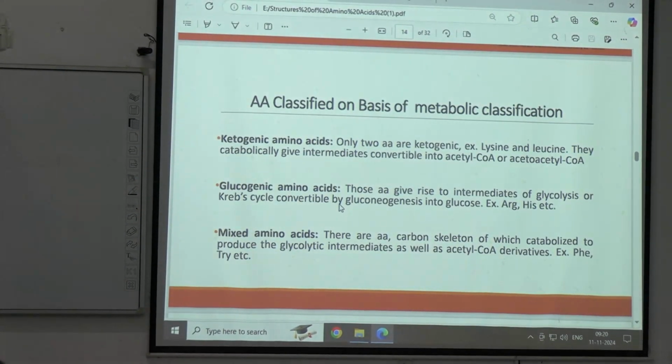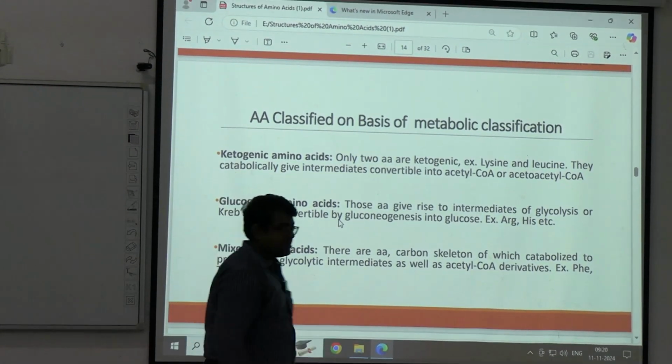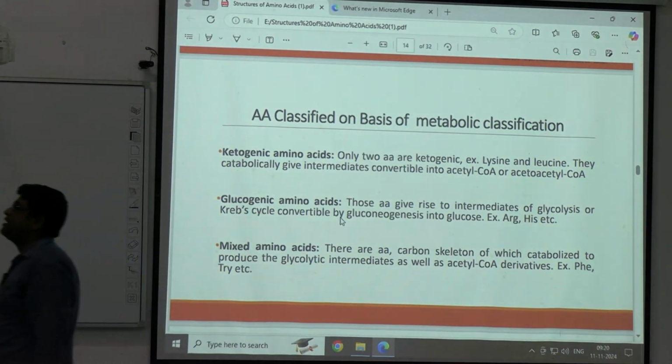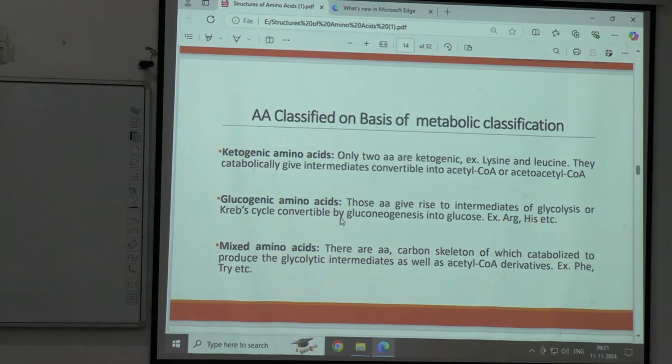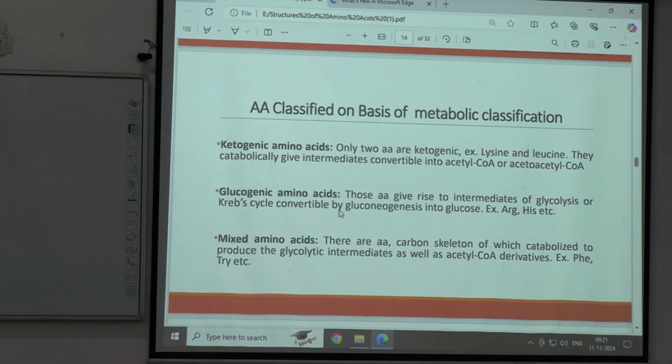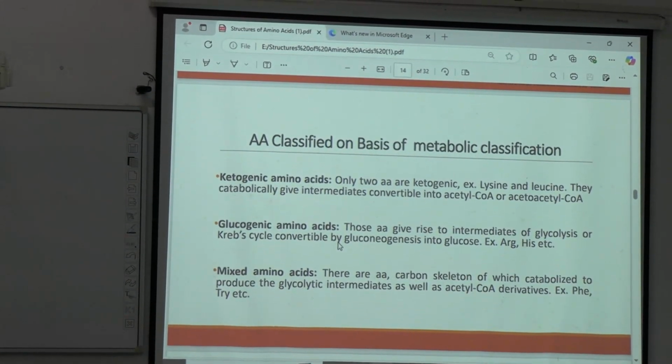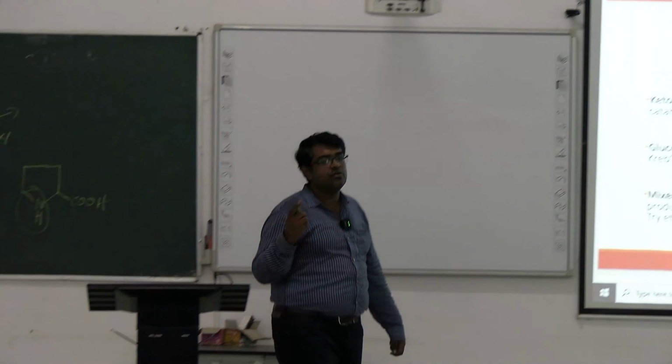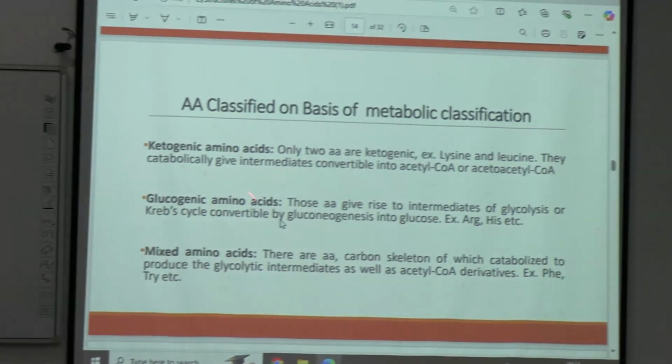Okay. This is another classification on the basis of metabolism. What it means is some amino acids can be broken down into glucose. You can form glucose in your body via a metabolic pathway called neoglucogenesis. So these amino acids that have the capacity to give you glucose are called glucogenic amino acids.